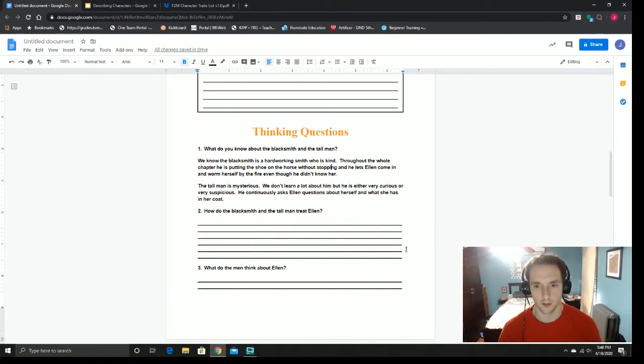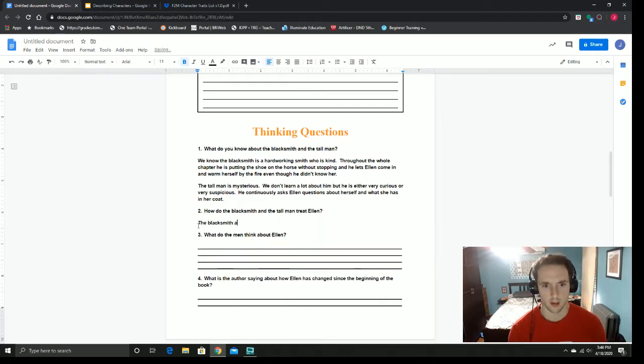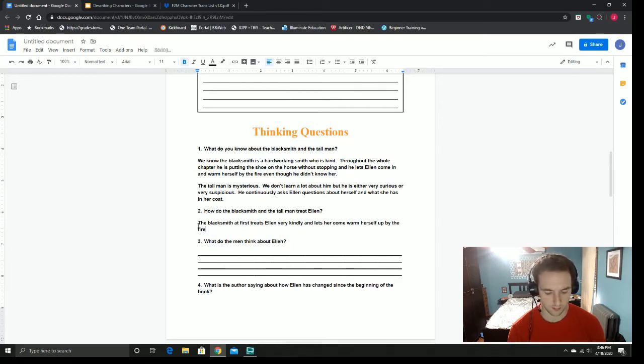Right? So I'm going to mention that. The blacksmith, at first, treats Ellen very kindly and lets her come warm herself up by the fire. Later on, he mostly ignores her and seems to not be worried about what she is doing there.